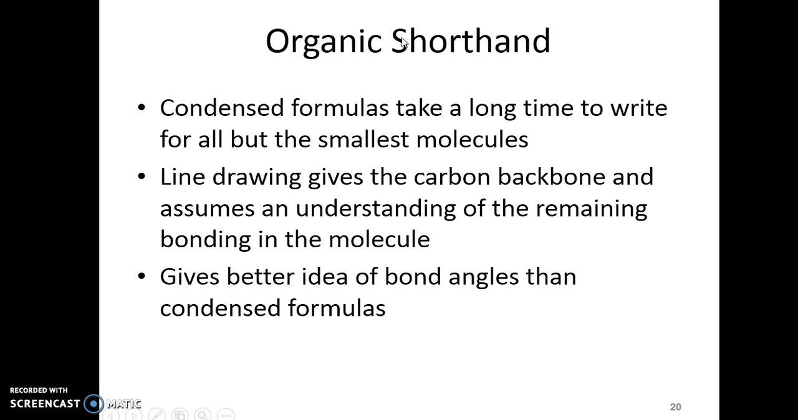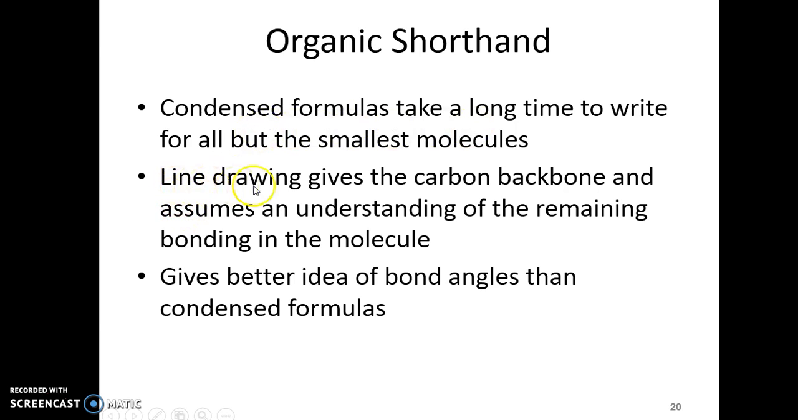Last, what we're going to do in this online lecture is introduce you to the organic shorthand, which is the line drawings. Condensed formulas, except for just the smallest molecule, take forever to write, and they're actually kind of hard to understand because there's so many hydrogens in there that it takes away the emphasis of the carbon backbone and the heteroatoms, which are what are most important.